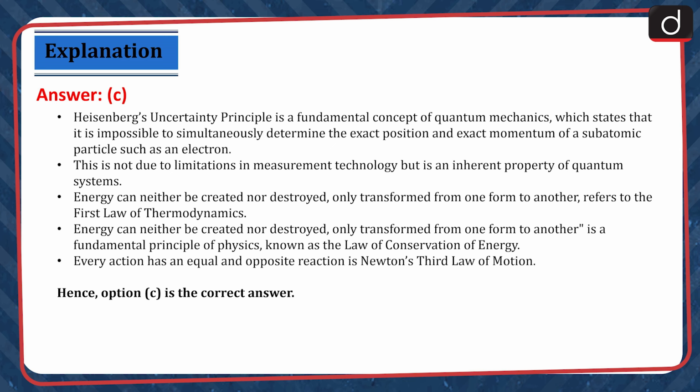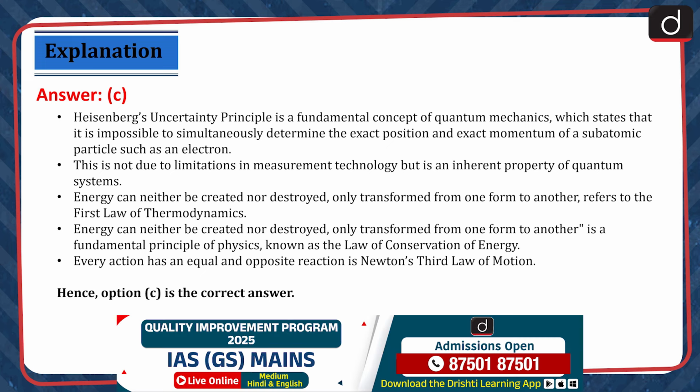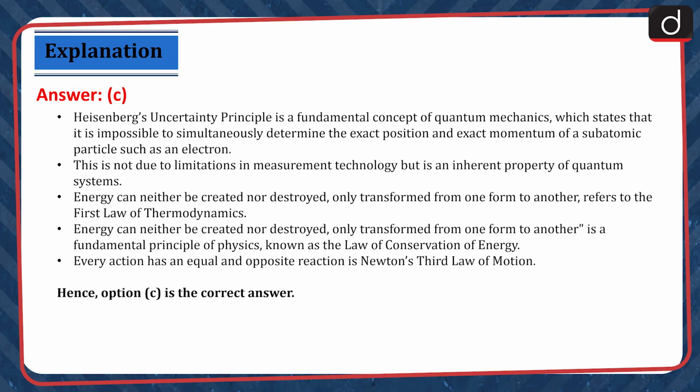Heisenberg's uncertainty principle is a fundamental concept of quantum mechanics which states that it is impossible to simultaneously determine the exact position and exact momentum of a subatomic particle such as an electron. This is not due to limitations in measurement technology, but it is an inherent property of quantum systems.